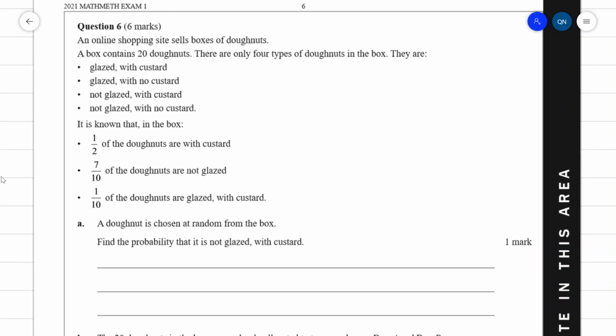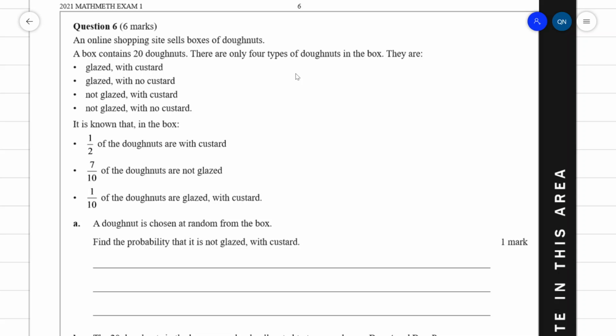So we have 20 donuts. There are 4 types of donuts in the box. So here are the 4 types. Now it's known that half of the donuts are with custard, 7/10 of the donuts are not glazed, and 1/10 of the donuts are glazed with custard. So you can kind of see 2 categories here. Glazed or not glazed, then with custard or no custard.